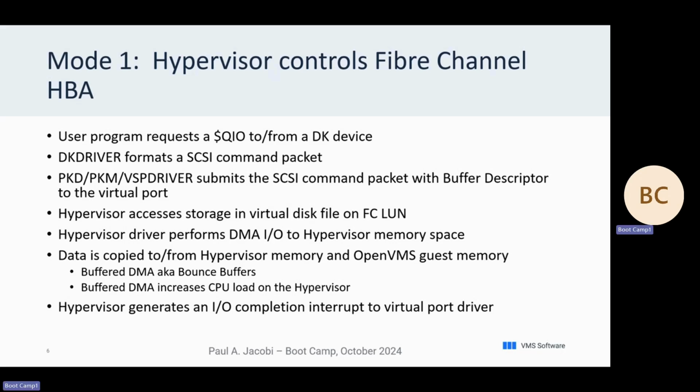This operation is known as a buffer DMA, or sometimes called a bounce buffer, because the data only temporarily resides in the buffer before being moved somewhere else. This buffer DMA operation is going to increase the CPU load on your hypervisor. At the end of all this, the hypervisor generates an IO completion interrupt to the PGQ driver. The PGQ driver completes the request back to the DK driver. The DK driver completes the request all the way back to the user program, and you're done.